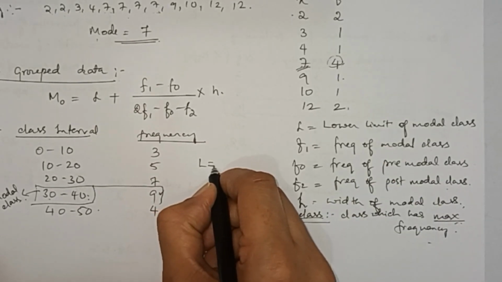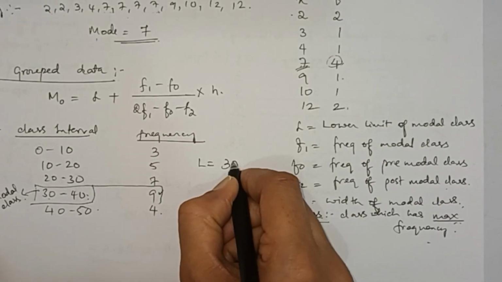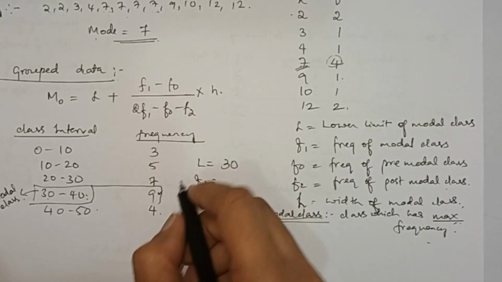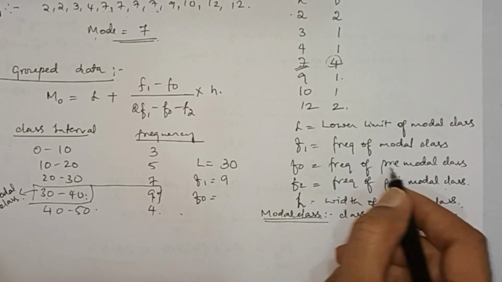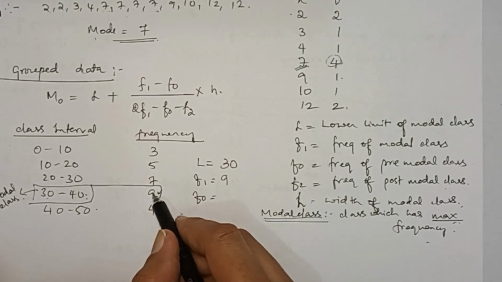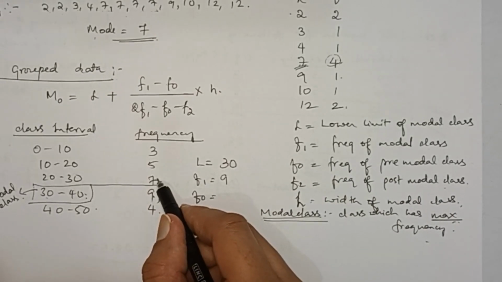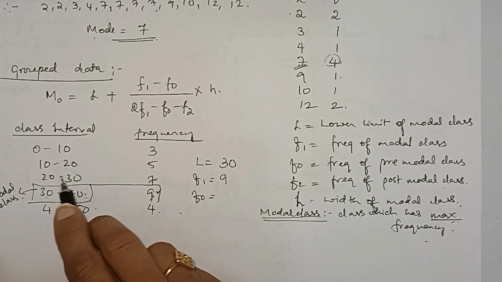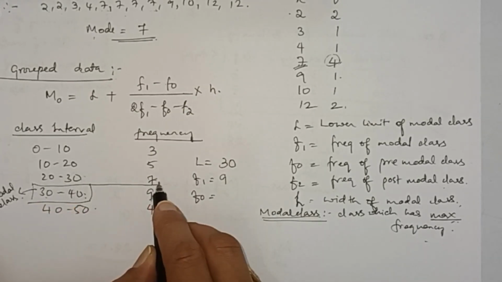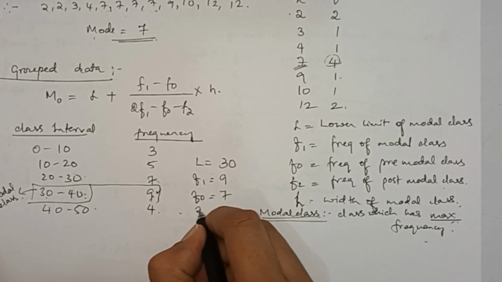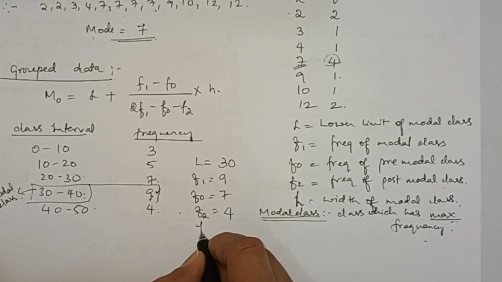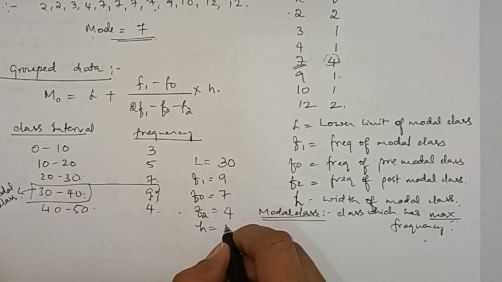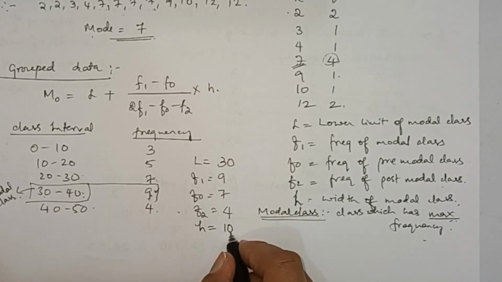L means the lower limit of the modal class, which is 30. F1 means the frequency of the modal class, that is 9. F0 is the frequency of the pre-modal class, the class just before the modal class, 20 to 30, and its frequency is 7. F2 is the post-modal class frequency, that is 4. Then h is the width of the modal class, 40 minus 30, which is 10.